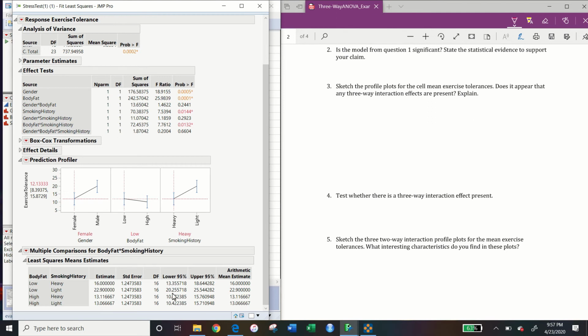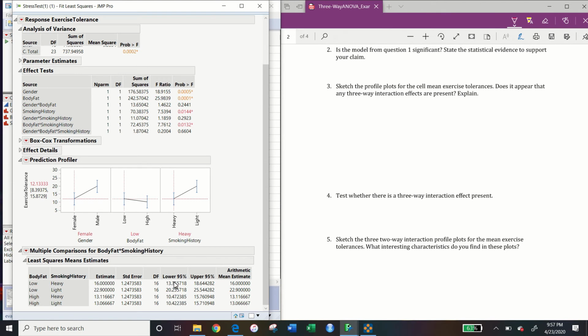These two levels are significantly different. In contrast, if we were to look at the high heavy, that goes from 10.47 to 15.7, that goes from, again, 10 to 15. We have overlap with the low heavy, which went from 13 to 18. 13, 14, and 15 are overlapping.